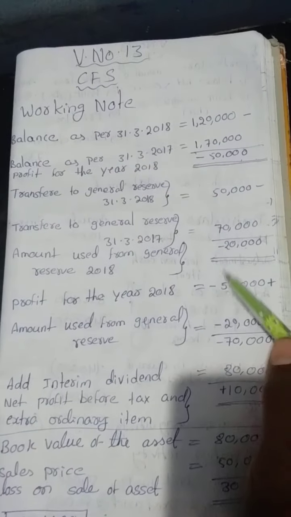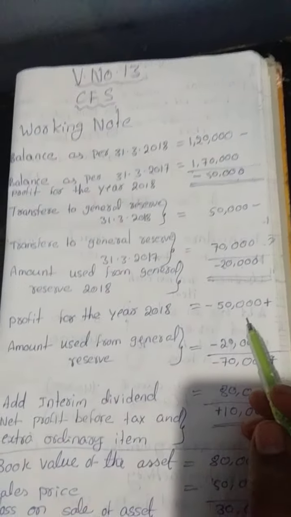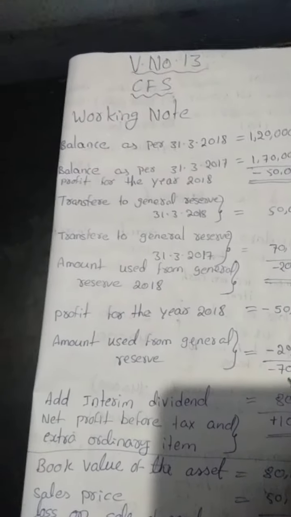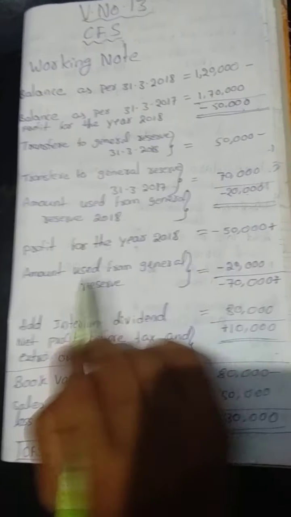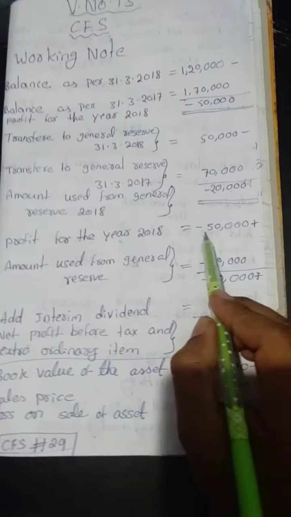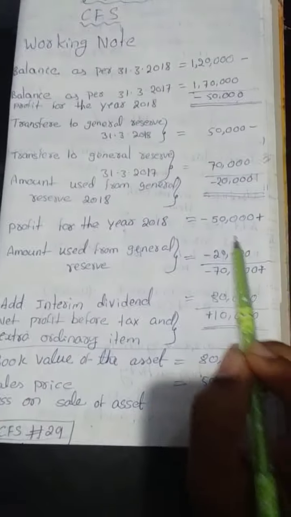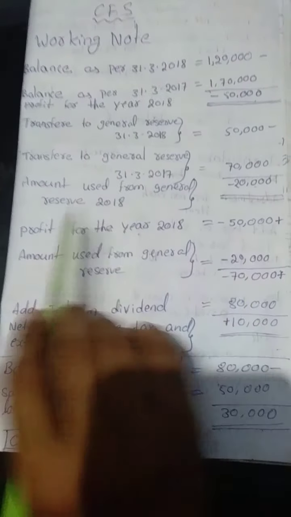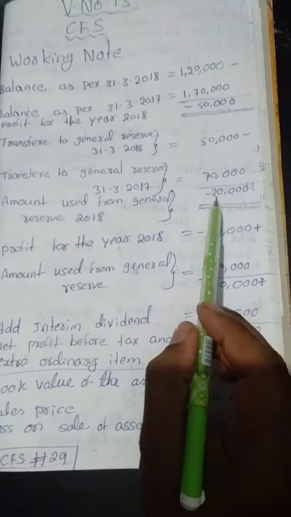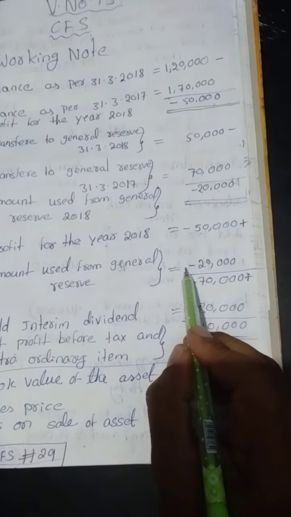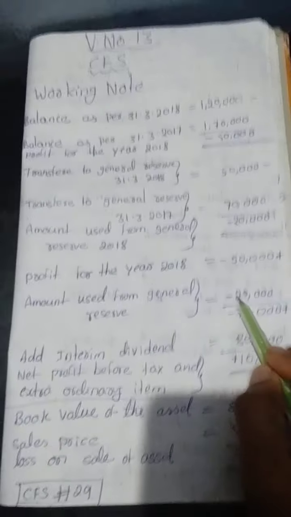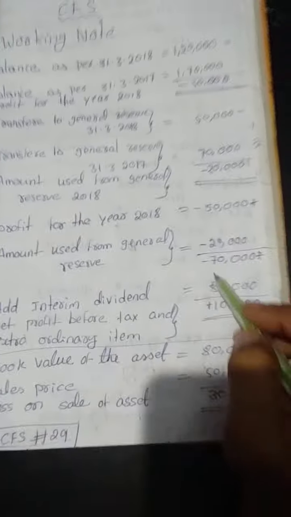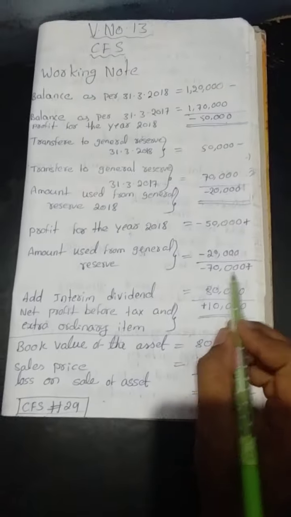Next step is that in the working note, in order to get the profit, we have to add: the profit is minus 50,000 and the transfer to general reserve that we added, plus minus 50,000 plus minus 20,000. So we will get minus 70,000.